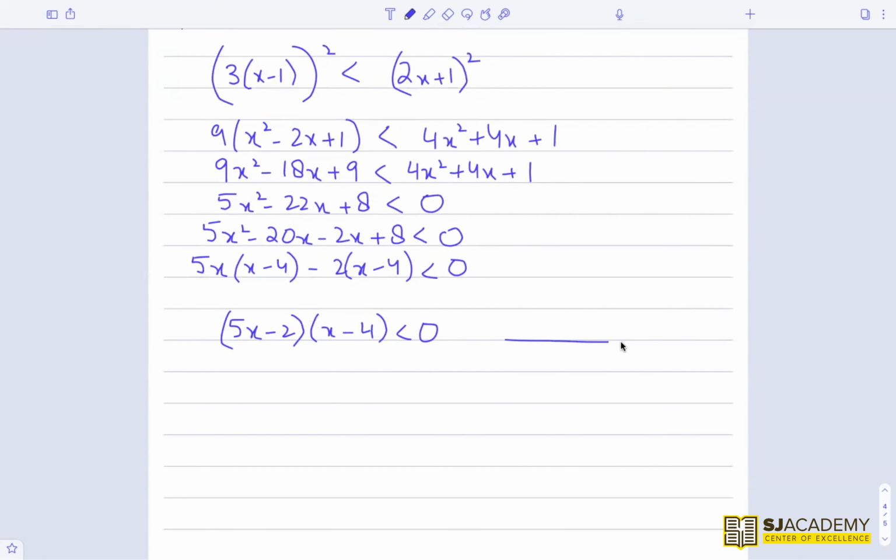Now to give the correct inequality sign, it is better to make a graph. So this value is 4 and this value is 2/5. As the value is less than 0, our inequality will be x less than 4 and x greater than 2/5.